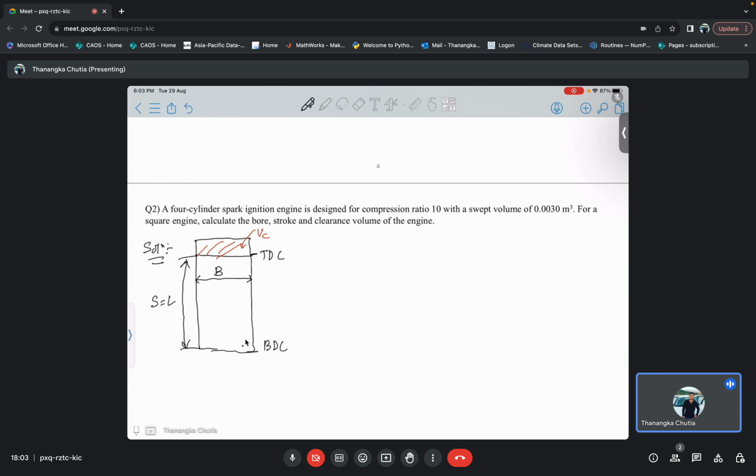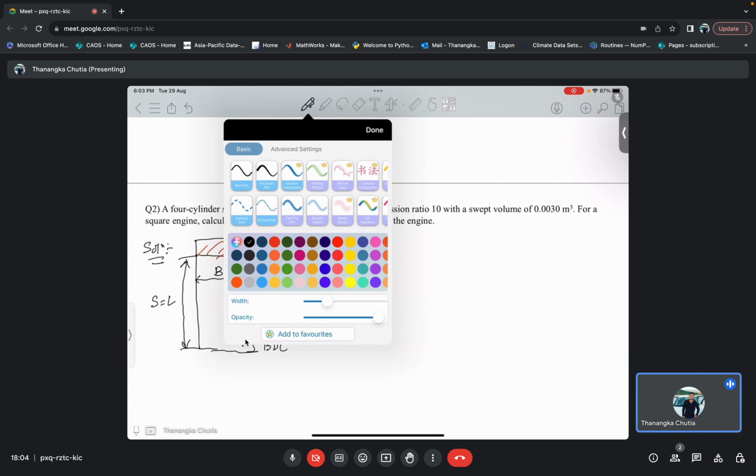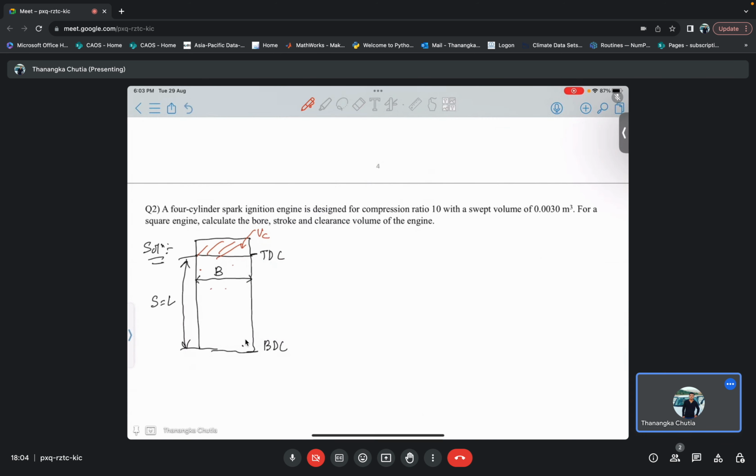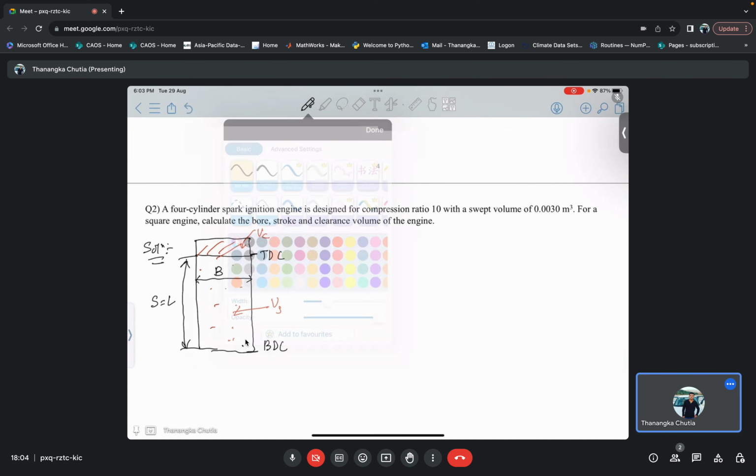Okay, so this is what is called stroke volume. And if I'm looking at this volume part, this volume is basically my swept volume. Sometimes this is also written as S and VD. Okay, so now what is given to us?